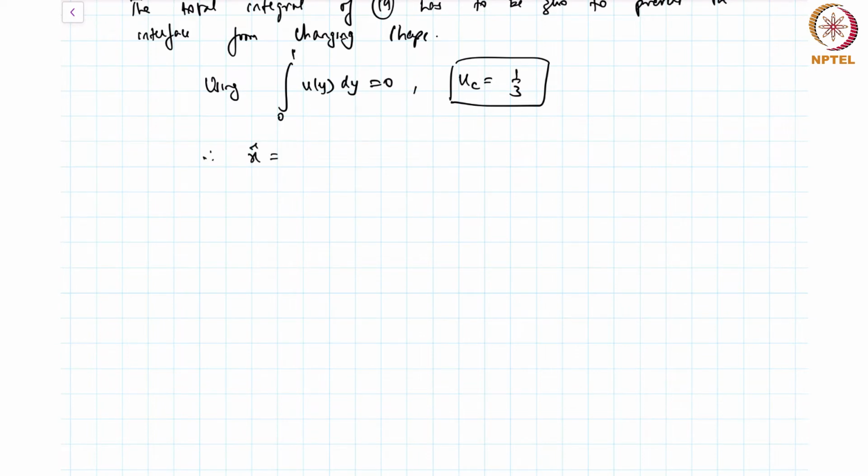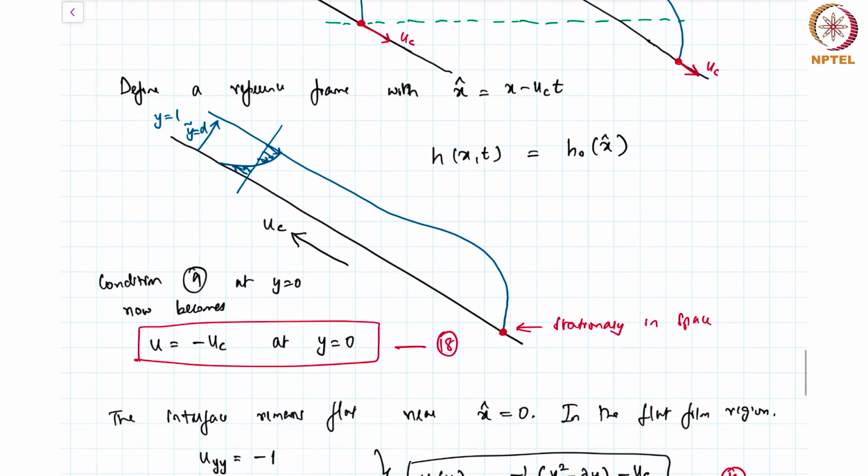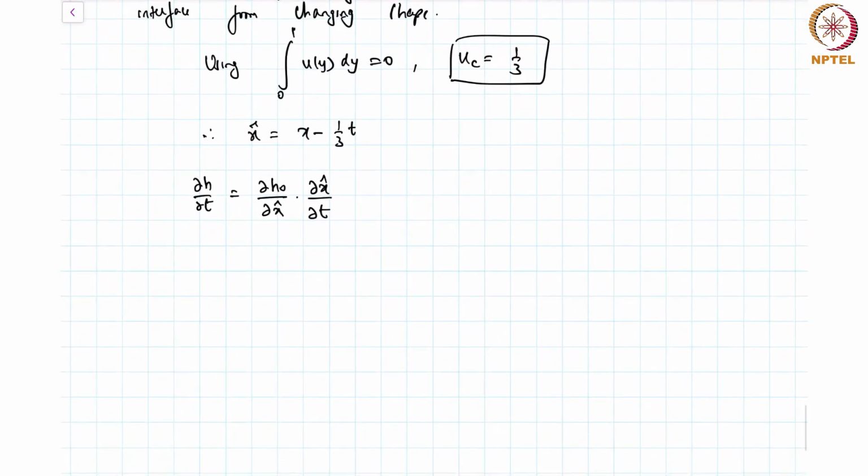Therefore, I have x hat simply becomes x minus 1 by 3 of t, and we also want to get the time derivative here. Del h by del t in the original equation, using the chain rule, simply becomes del h naught by del x hat, del x hat by del t. Note that I have said that h of x comma t is the same as h naught. And therefore, when I take a derivative of del h by del t, I can simply write it as del h naught by del x hat, and this becomes minus 1 by 3 del h naught by del x hat. I'll simply call it minus 1 by 3 h0 prime, where this prime essentially denotes del by del x hat. The x hat derivative is the derivative in that moving frame of reference.